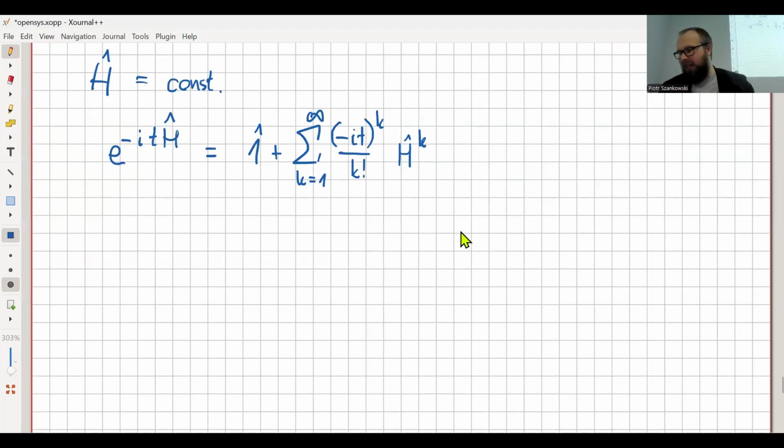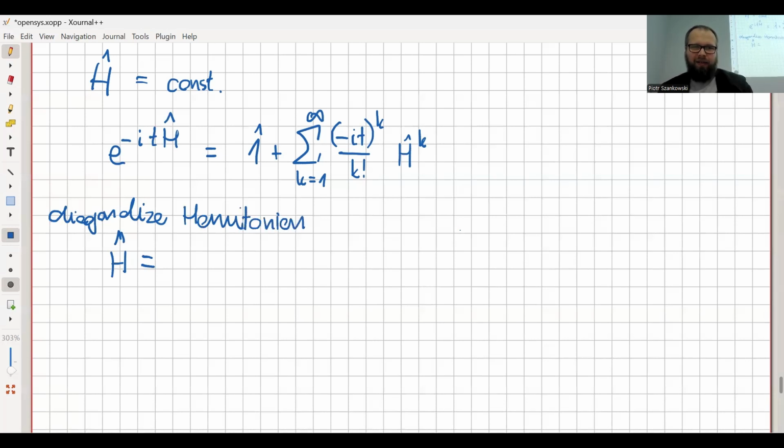What diagonalization means is that... Diagonalize the Hamiltonian. Jesus. Let me write it again because it's so ugly.